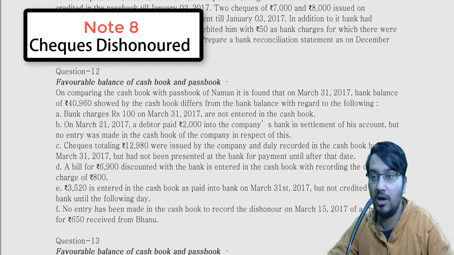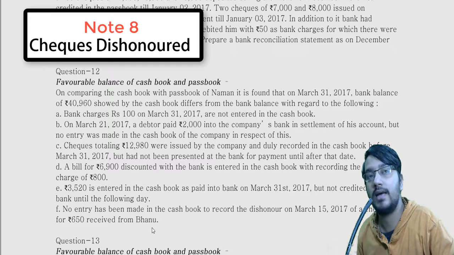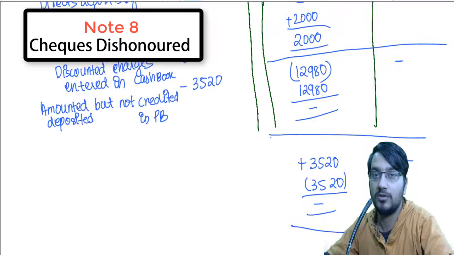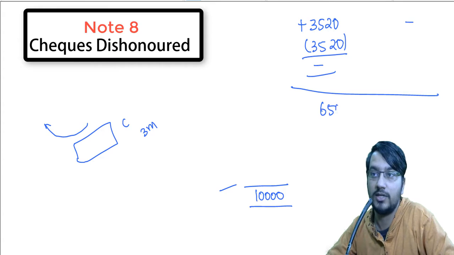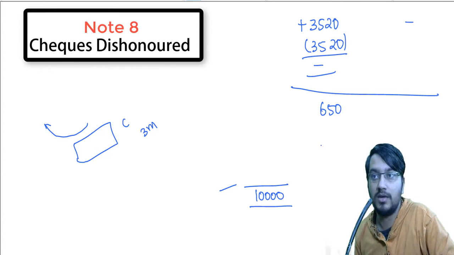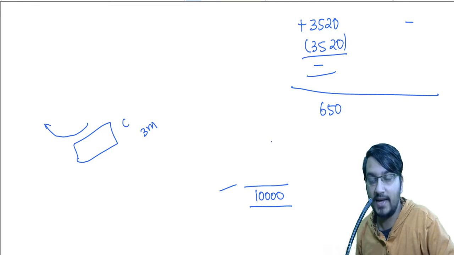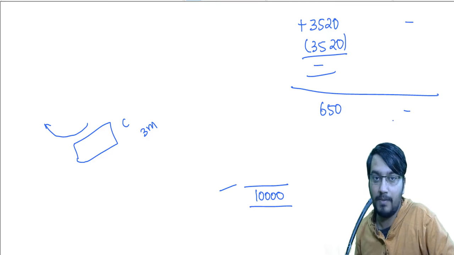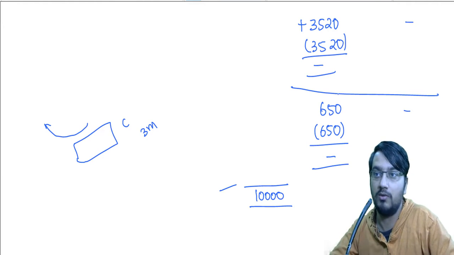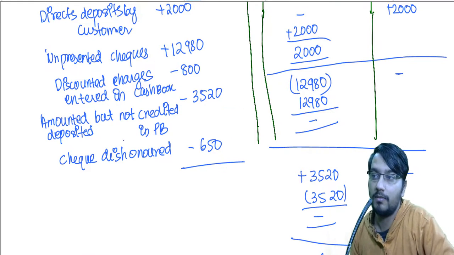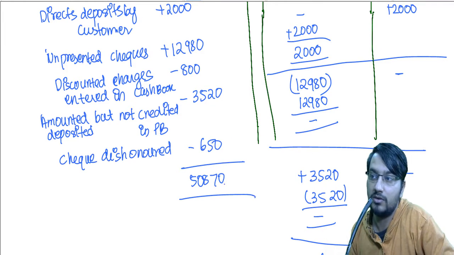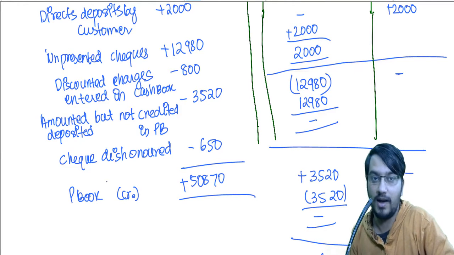Next point is no entry has been made in the cash book to record the dishonor on March 15 of a check of 650 rupees received from Bhanu. Bhanu must have been my customer, so he had given me some check. So 650 rupees is something that I was expecting in my cash book because some customer had given me a check, but this was dishonored. That is, nothing was received in my passbook. So just to make things equal, I'll subtract 650 rupees from here. So this is going to come 50,870 positive for the passbook, which is why this is going to be the credit balance.